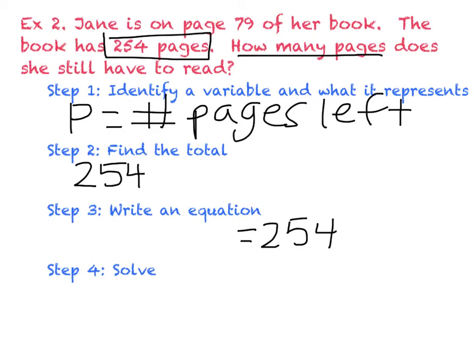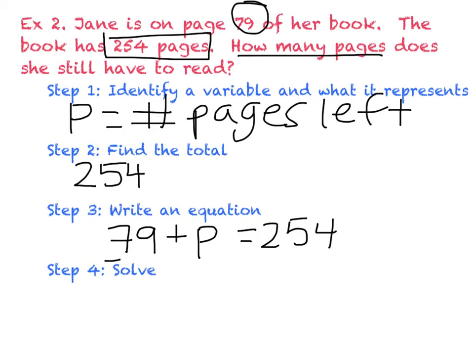At the beginning of my equation, I'm going to think about what operation I'm going to need to do to find out how many pages were left. I know that I was told that she's on page 79. So if I have read 79 pages, and there's a total of 254 pages in my book, if I add the number of pages left to that, let's say p, I should come up to my total of 254.